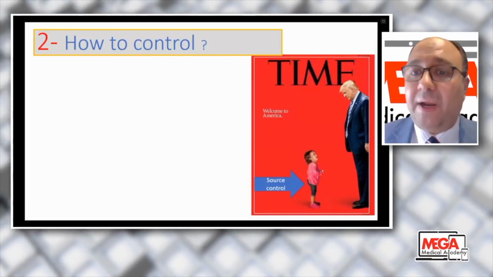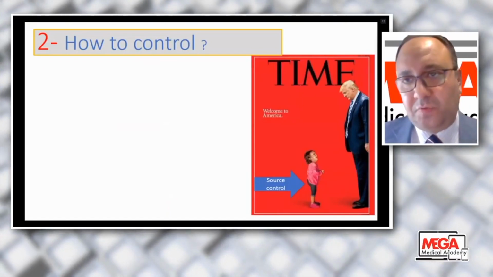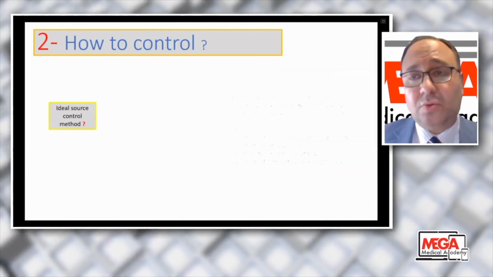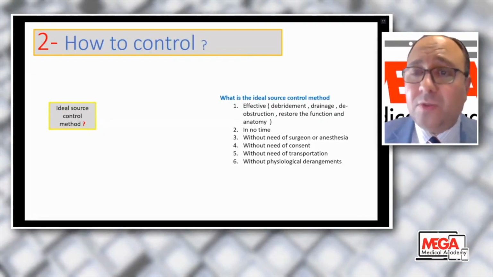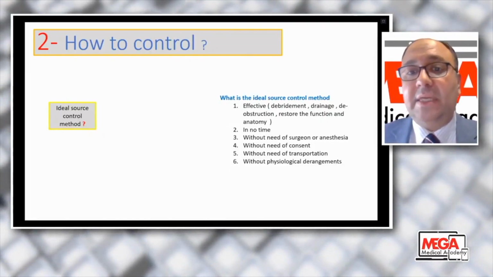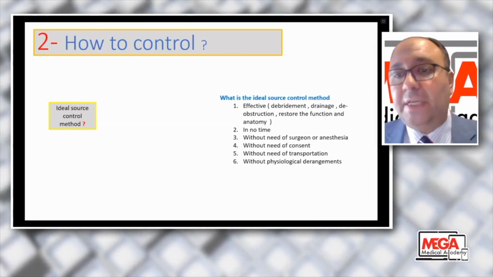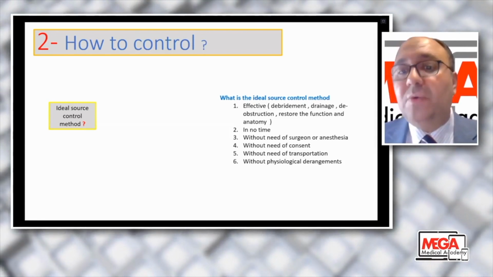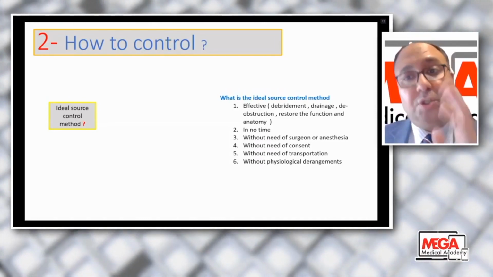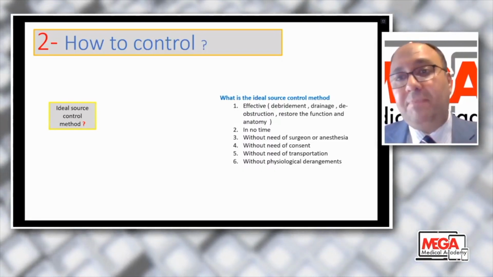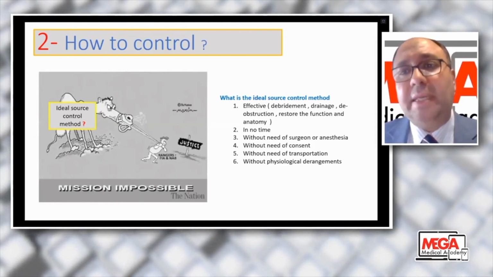The second question in our paradigm is, what are our tools? What are our weapons to fight this source of sepsis? Actually, the ideal source control method should be effective, meaning that in one tool you should cover debridement, drainage, deobstruction, restoring the function and anatomy in no time, without need of a surgeon and anesthesia, without need of consent, without need of transportation of the patient from the ICU to the OR, without physiological derangement as collateral damage from our intervention. This mission seems to be a mission impossible.